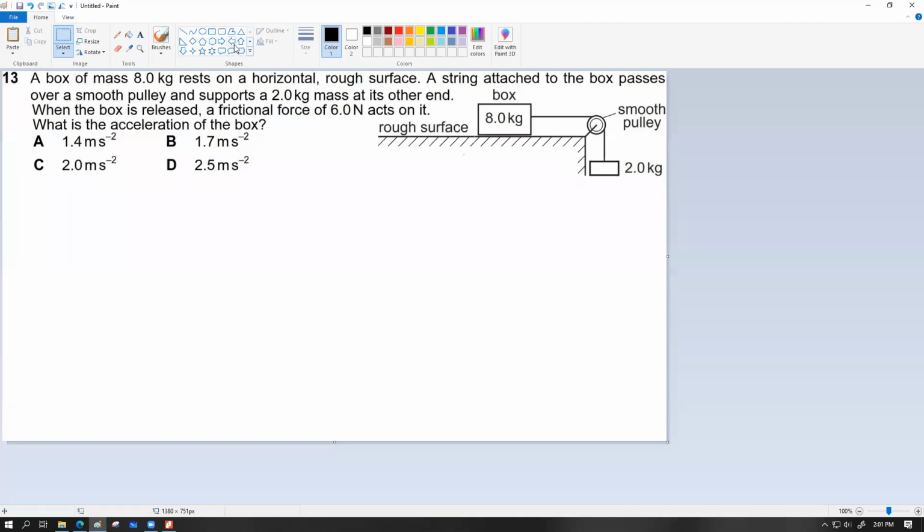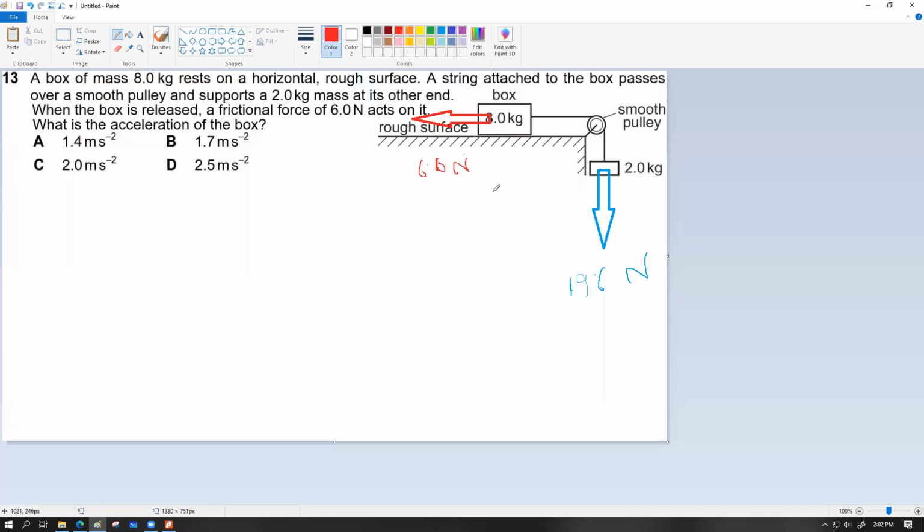Now, how much is the weight experienced by the 2 kg object? What is that value? This force should be how much? 19.62, 19.6. That's the correct response. 19.6 Newton. And as per the question, when we let go of the box, the frictional force is how much? 6 Newton. In this direction we have a frictional force with a value of 6 Newton.